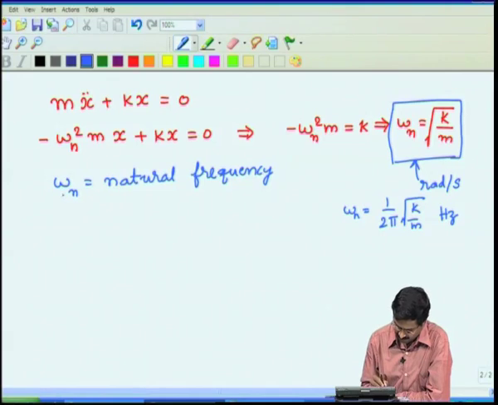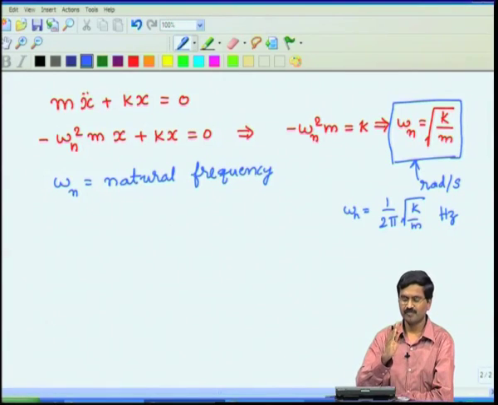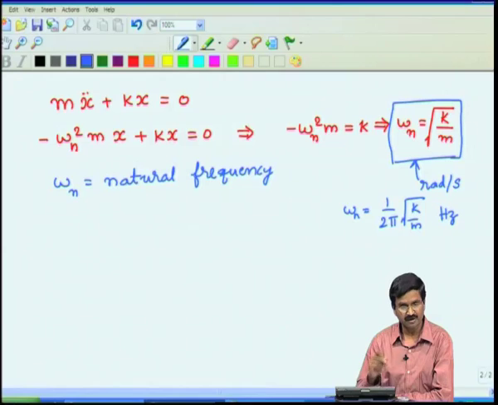Okay. Now, we have the natural frequency defined. That is a fundamental characteristic of a vibrating system. That is, if there is a system, if you perturb it a little bit, it will vibrate at a certain frequency. That frequency is called natural frequency. This is a free vibration.